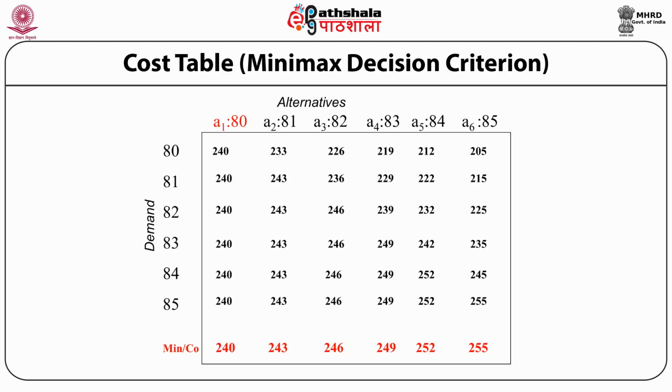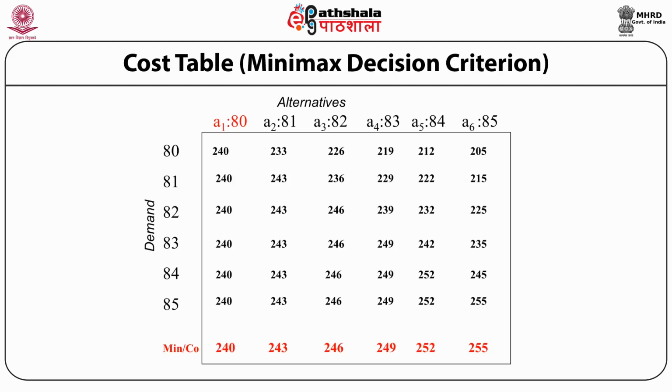For A2, it is 243. For strategy A3, it is 246. For strategy A4, it is 249. And for strategy A5, it is 252. And finally, for strategy A6, the highest cost is 255.